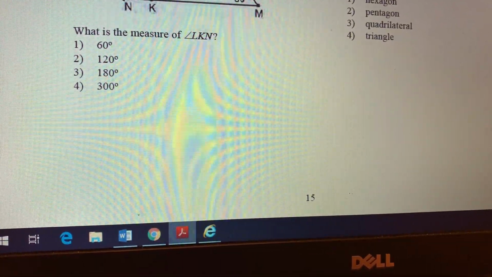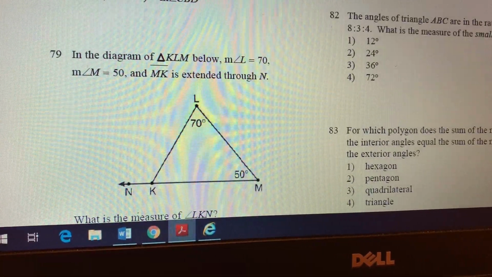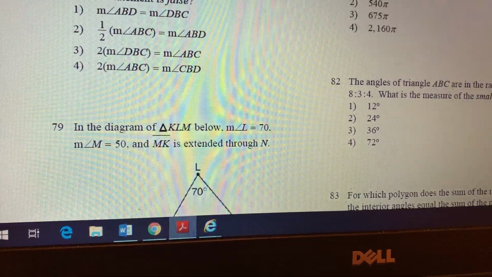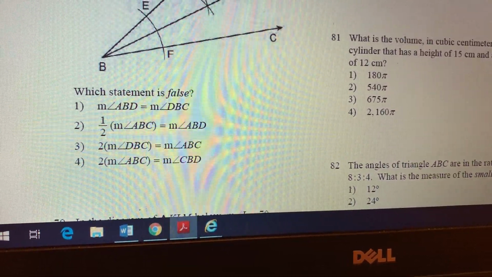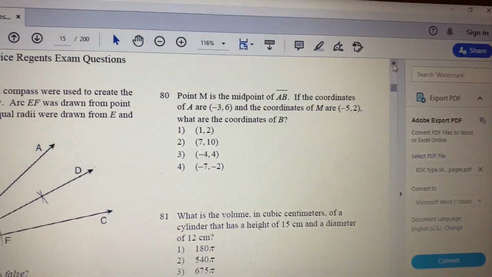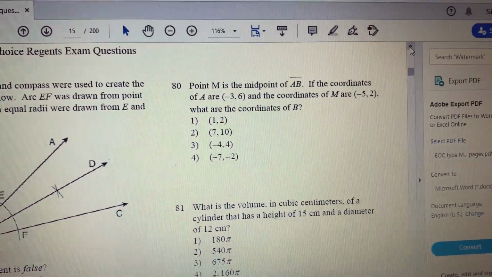All right, pick up. I was about to say page 16. Gotta go back to the top of this page though. Still on page 15, question 80.